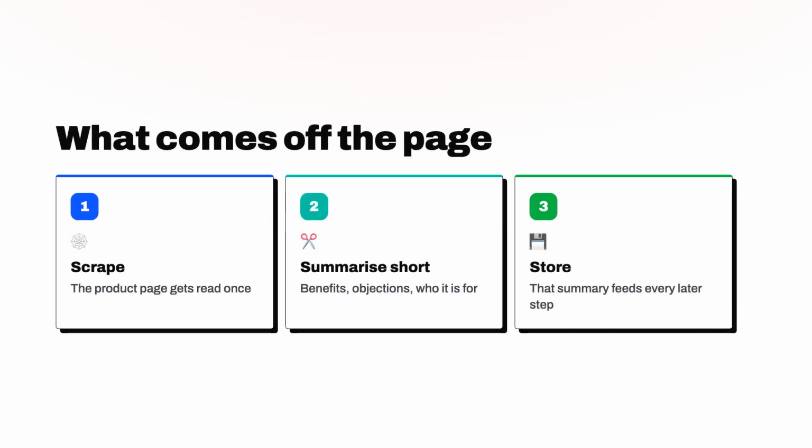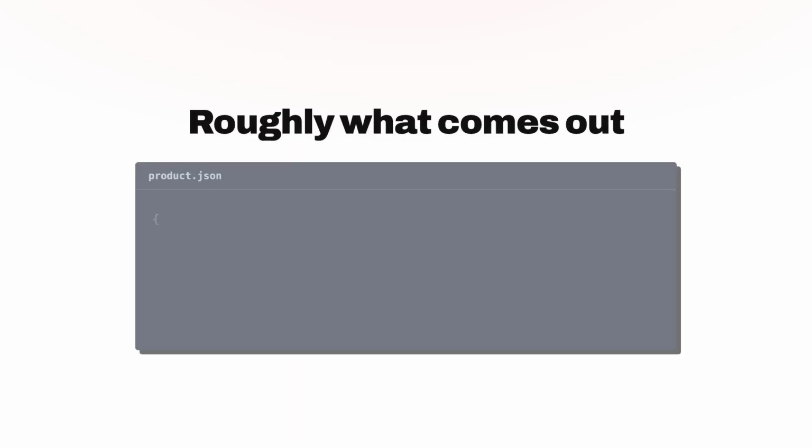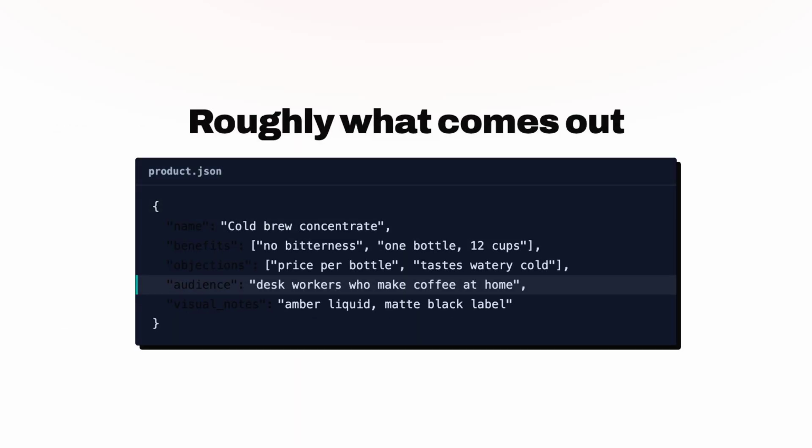The link gets read, and the details get pulled out short. Benefits, objections, who it's for. Short matters because all of that feeds later prompts. This is roughly what comes out. Compact on purpose. Long product descriptions make everything downstream worse, not better, and they cost more to carry around.